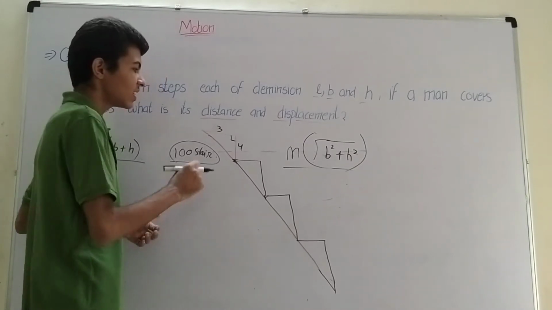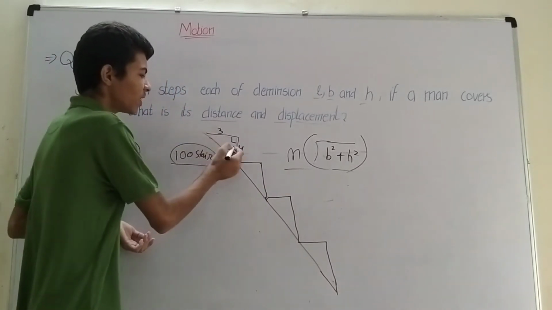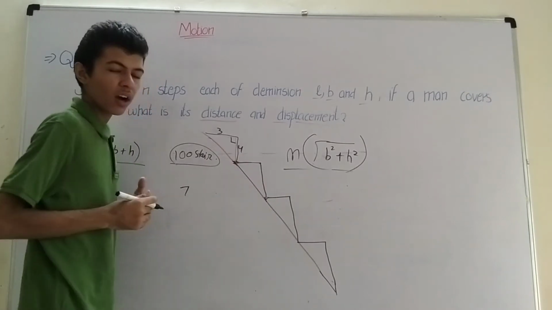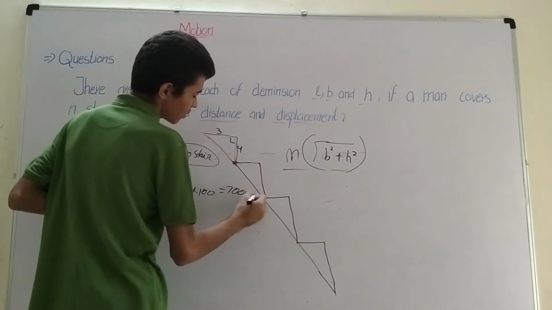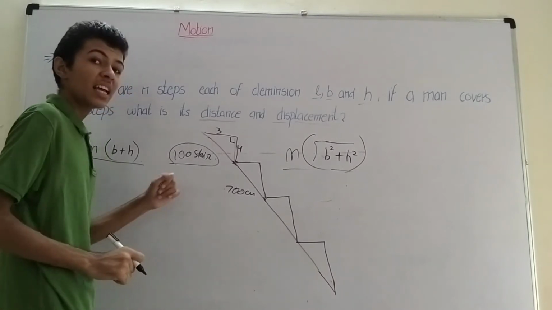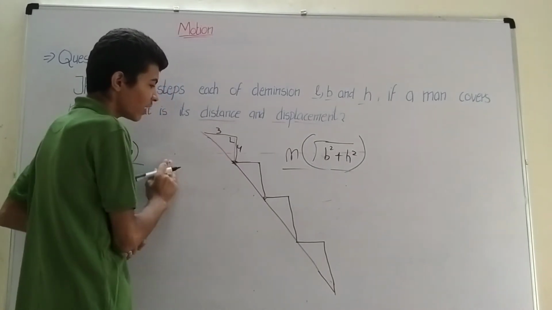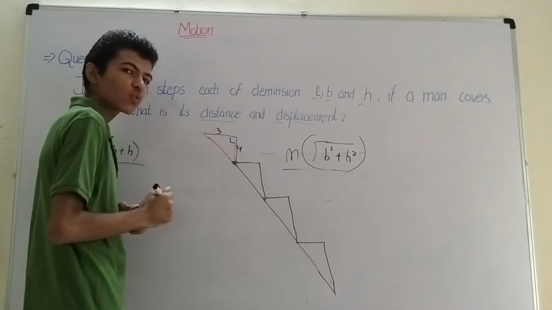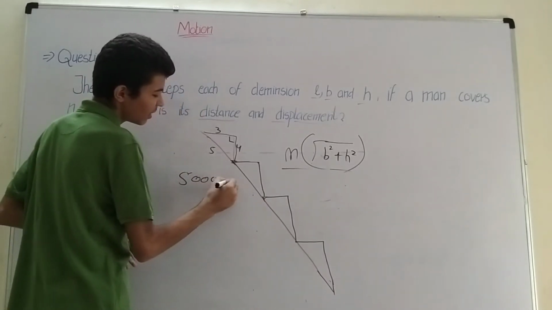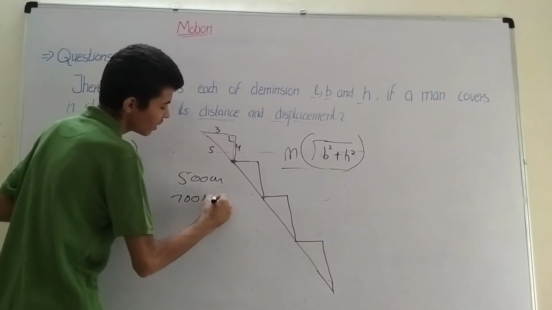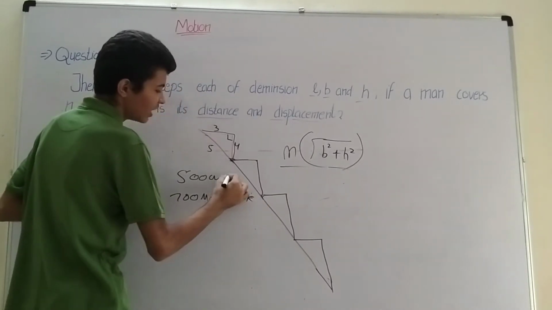So what would be the distance? If the ant crosses here and goes on that way, the distance traveled would be 3 plus 4, that is 7, and it is crawling 100 times. That would be 7 into 100, that is 700 centimeters. So this 700 centimeters is the distance traveled. What would be the displacement? We have to find out this length, and the root of 3 square plus 4 square would be 5. So we have 100 steps, so there would be 500 centimeters of displacement and 700 centimeters of distance. So this is the distance and this is the displacement.